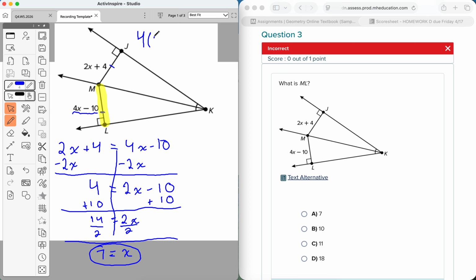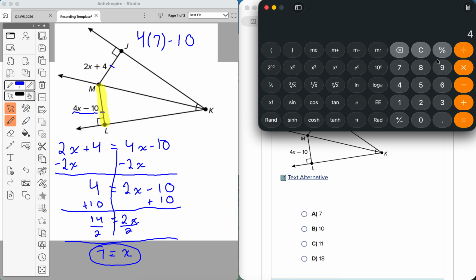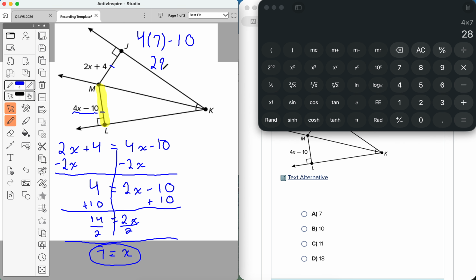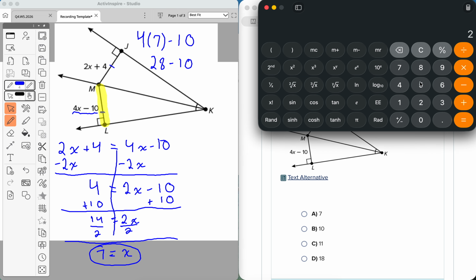So 4 times 7 minus 10. I'm not going to pull out the calculator to visualize. I need to be consistent. 4 times 7 gives us 28. So now I have 28 minus 10, which will give us 18.